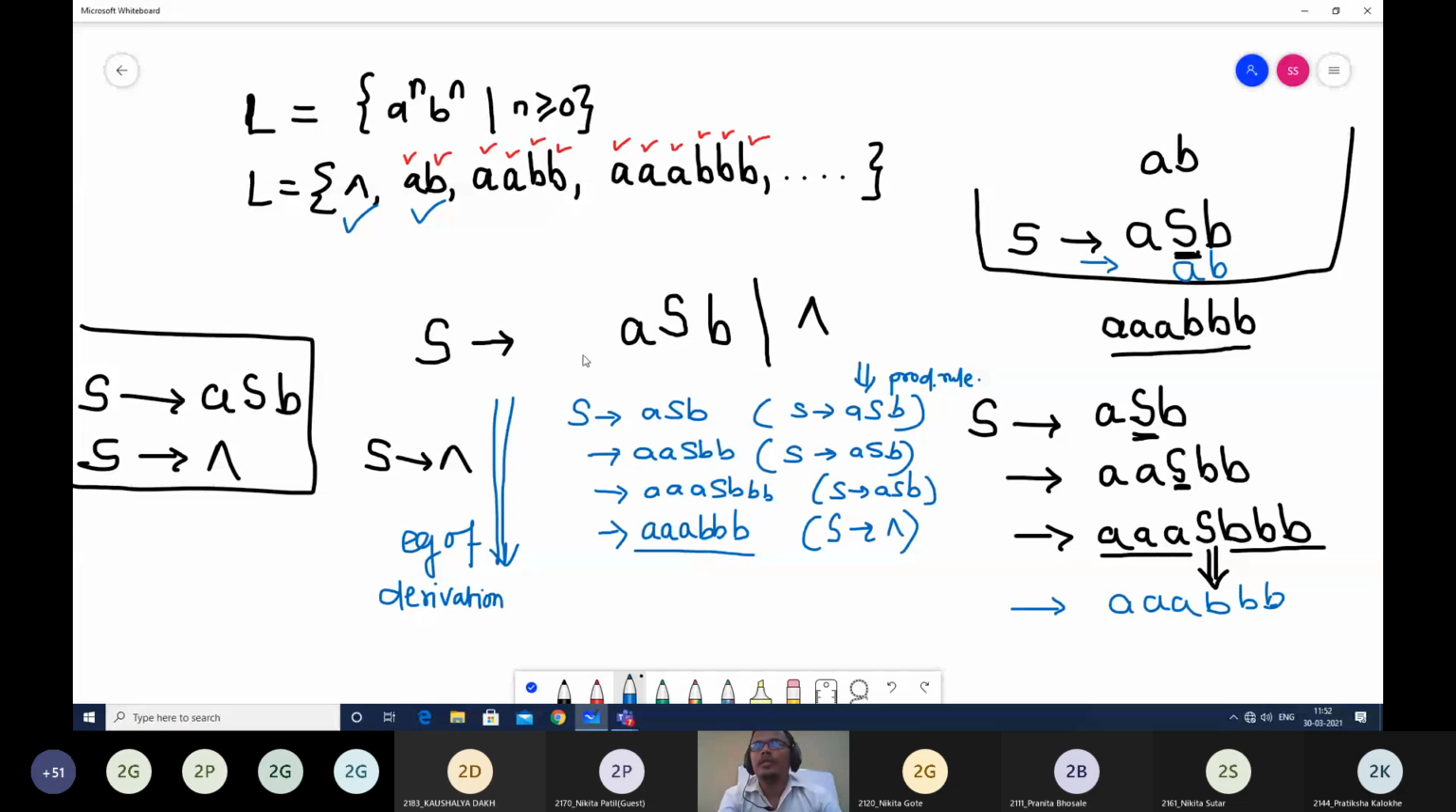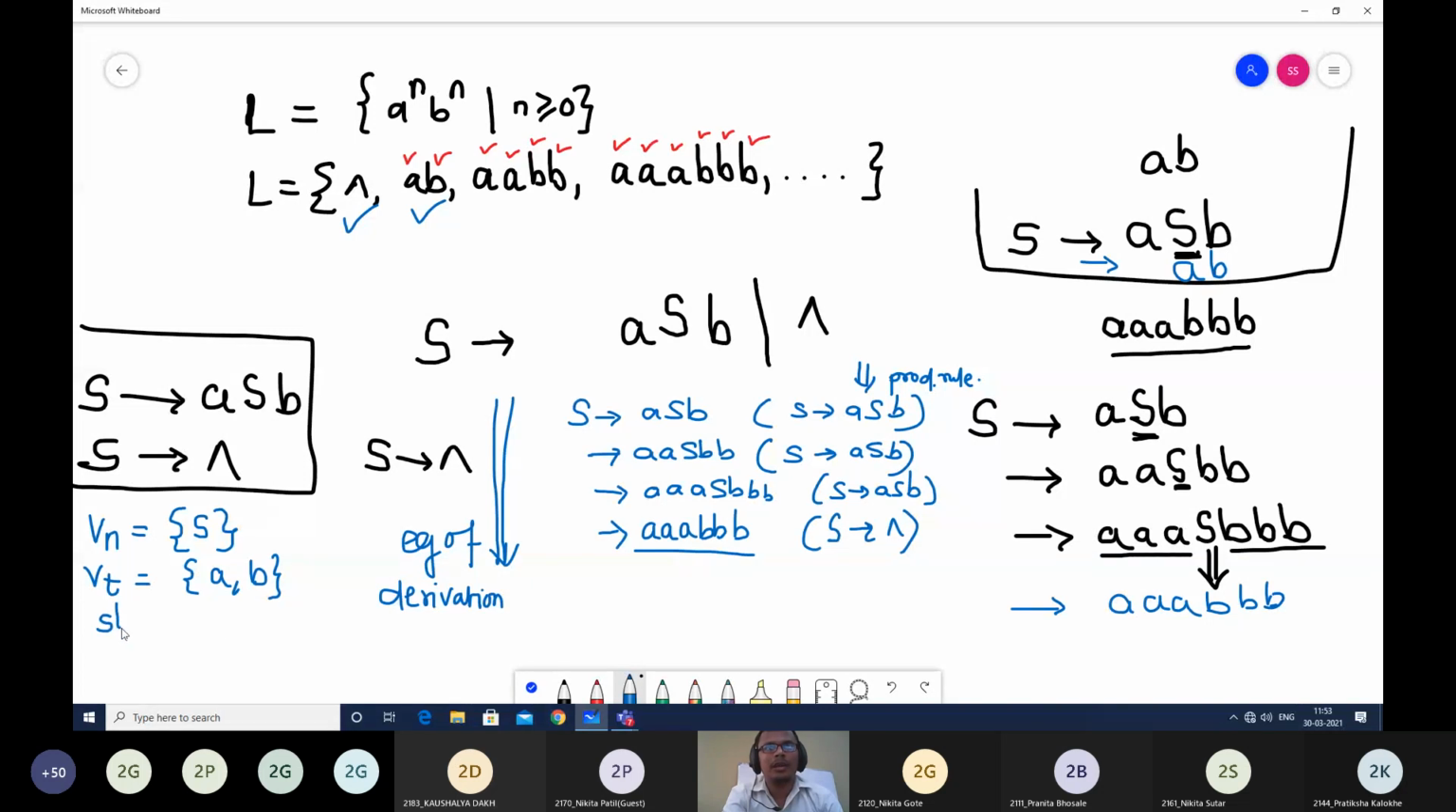Is this understood? Now if I ask you to write the 4 tuple for this grammar, what will be the 4 tuple? What is the non-terminal symbol? It is S. Only one non-terminal symbol is there, correct? What is the terminal symbol of this problem? The terminal symbols for this problem are A and B.